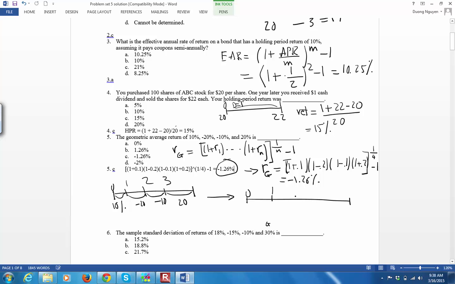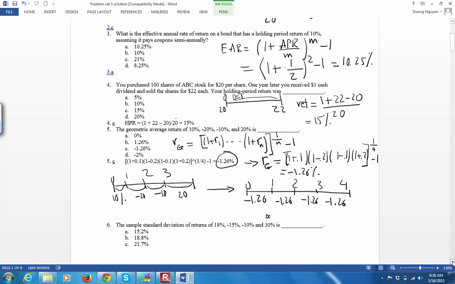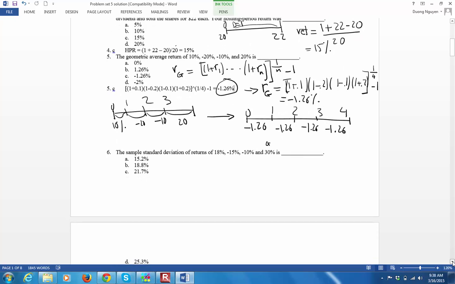So it is the same as earning negative 1.26% every year. You have 4 years. Instead of earning 10, negative 20, negative 10, and 20, it is the same as earning negative 1.26% every year. So that is the meaning of geometric return. It is a return that represents the return every year.